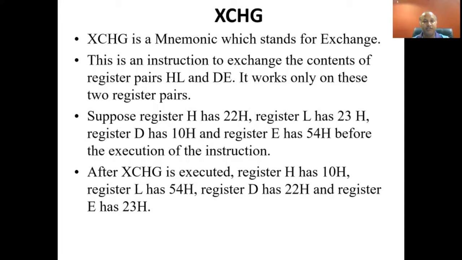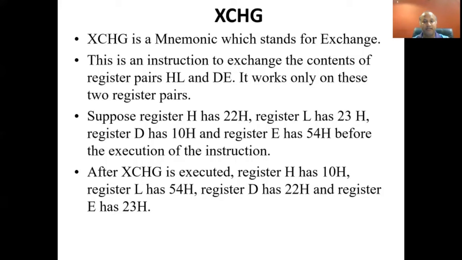This is XCHG. This is an implicit addressing mode instruction. XCHG is a mnemonic which stands for exchange. This is an instruction to exchange the contents of register pairs HL and DE, and it works only on these two register pairs. Suppose register H has 22H, register L has 23H, register D has 10H, and register E has 54H before the execution of the instruction.